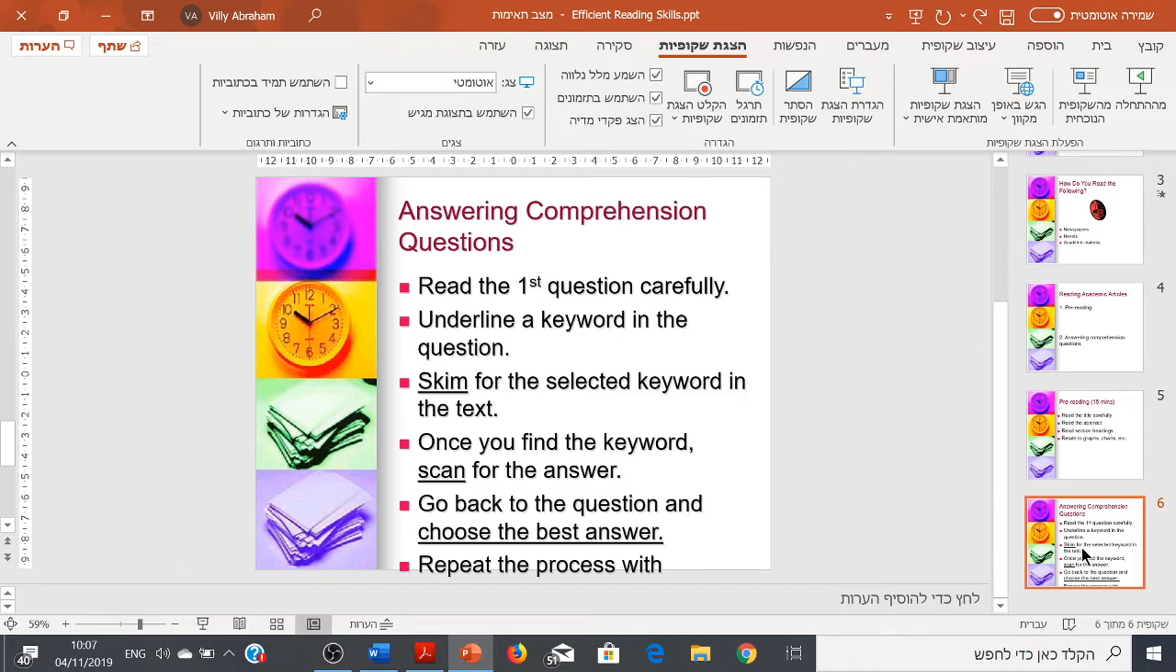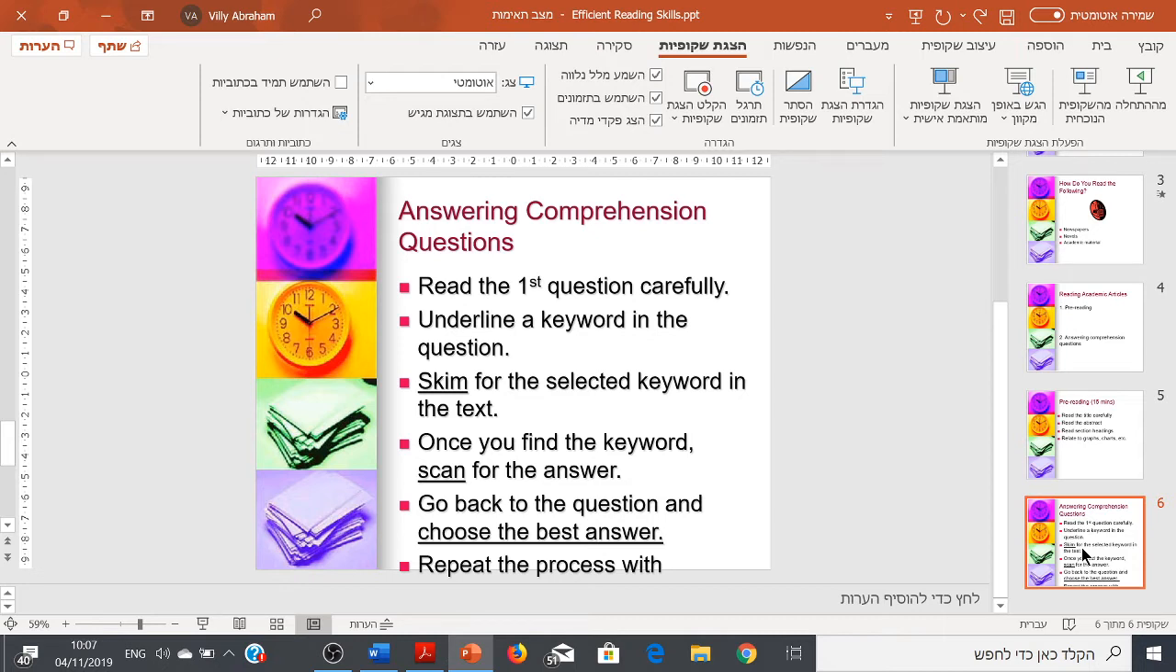Okay? So a keyword is the name of a place, person, key terms and concepts, and also words in quotation marks. And we shouldn't be forgetting also dates. If you have years or months mentioned in a question, then you should take it as a keyword. Once you find, okay, so after underlining a keyword, you go to the text and you skim for the selected keyword. Okay, I will show you how to do this in a second.